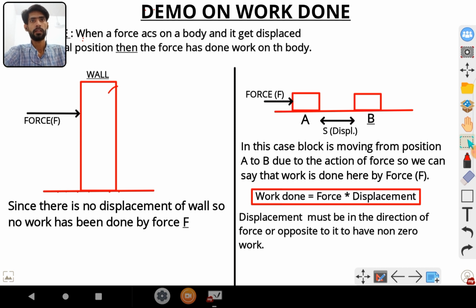And if a force is applied on a particular body and it is not getting displaced, then we can say work is not happening there. Okay, so there are two most important things to find out the work done, that is force and displacement. Now we can focus on the first example.